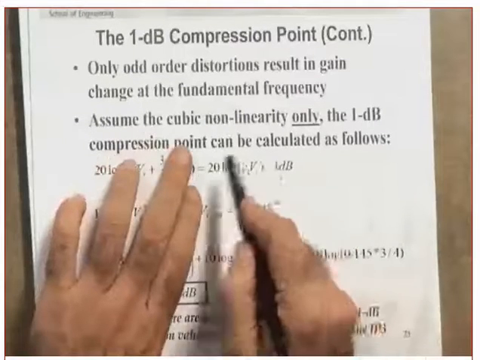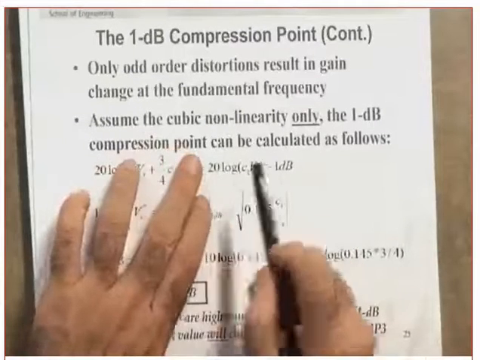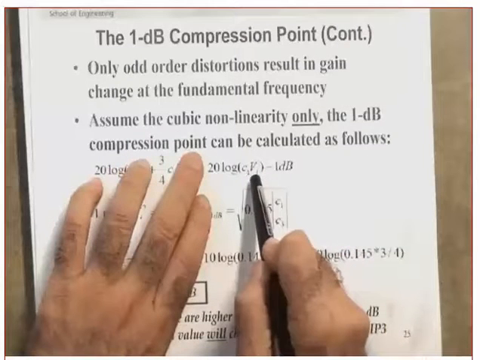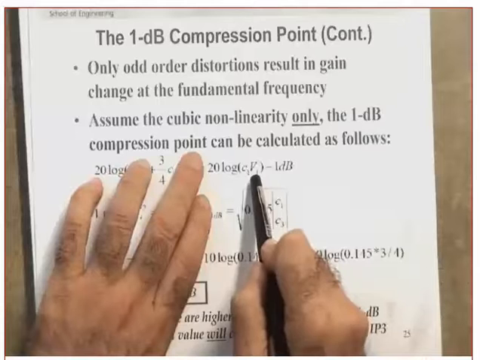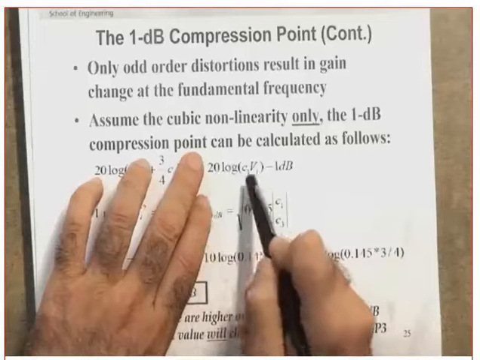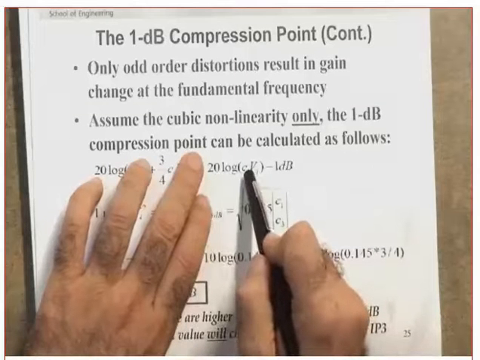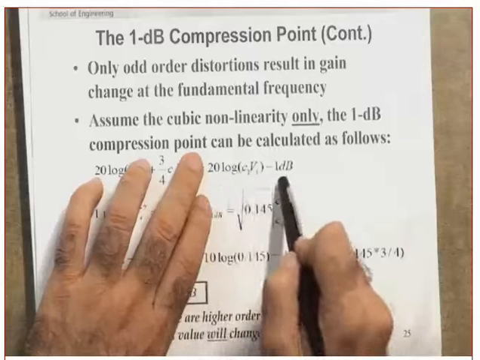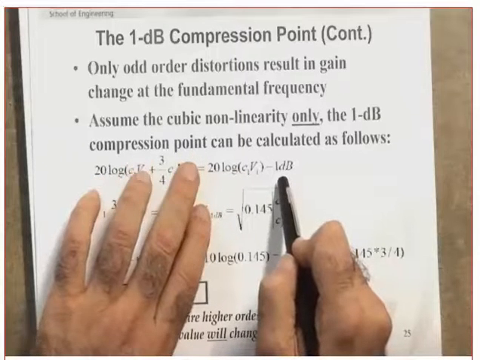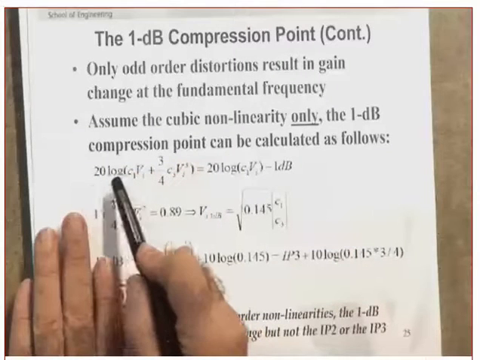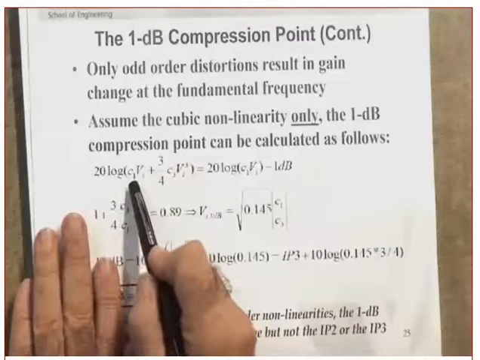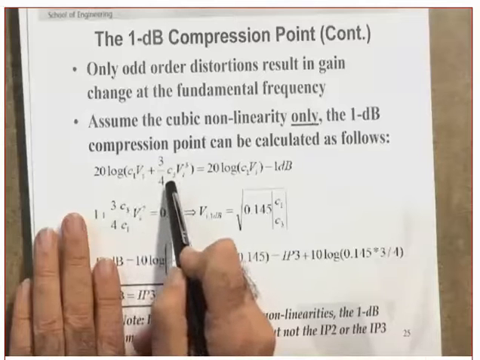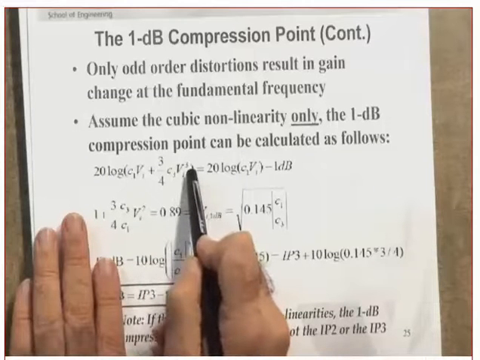Concentrate on this side. What do I have? What is the gain if it is linear? If it is linear, C1 times what? VI, the output voltage. Yes? Why is it 20? Because this is a voltage. Did you understand that or not? So it's 20 log C1 VI minus 1 dB, equal to 20 log C1 VI plus 3/4 C3 VI cube.